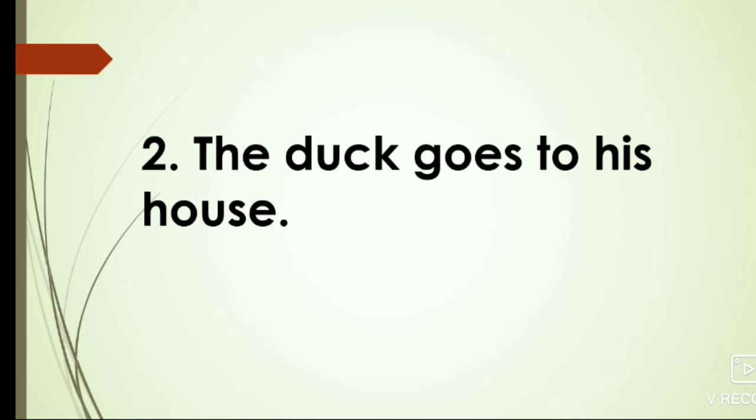Okay, all right. Let us read the sentence one more time together. Let's go. The duck goes to his house. Let's read it again. The duck goes to his house. Okay, very good.